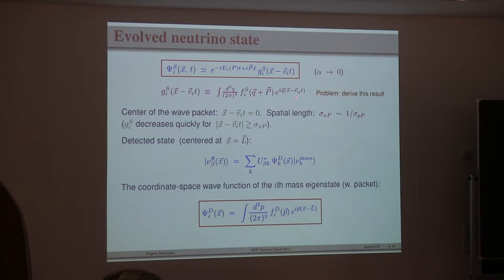And you can immediately see first of all that it takes maximum when its argument vanishes, because we have a fast oscillating factor here, and when x is equal to v_g t then it vanishes and we don't have a strong suppression in this case. And this corresponds to the center of the wave packet. So the center of the wave packet corresponds to x equal to v times t, which means that the center of the wave packet moves like a classical point-like particle.